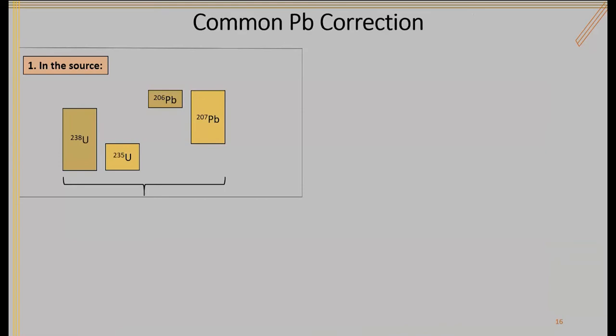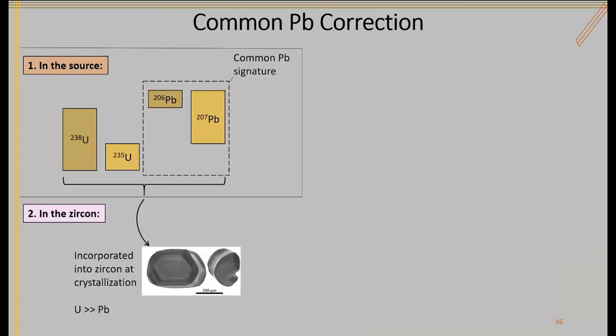In order to evaluate the differences that these new lead evolution curves make for uranium lead geochronology, we have to talk about common lead correction. So we have some sort of lead signature that gets incorporated at crystallization into a zircon. Zircon is the gold standard when it comes to uranium lead geochronology. Zircon strongly prefers uranium over lead, but there can be a certain amount of common lead in zircon as well.